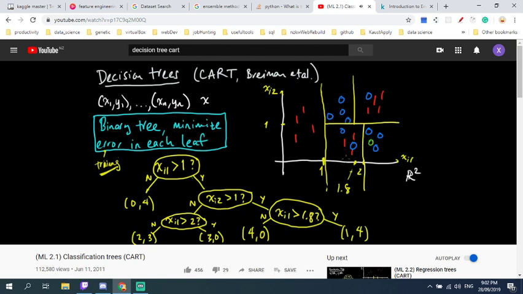A new test point, and if we got a point here, we would do the majority vote again. So maybe this point here, we would say it's a 1, and so on. So you get the idea.